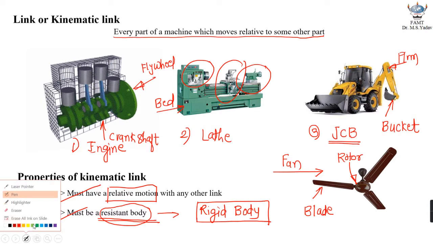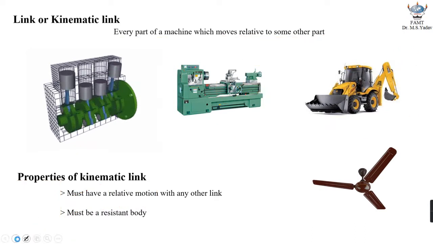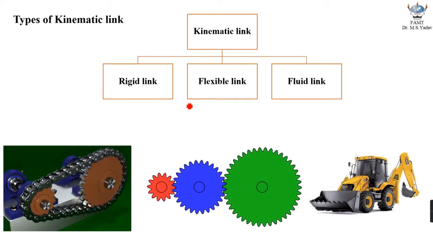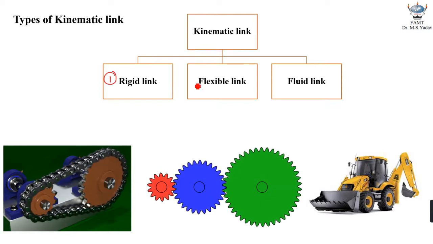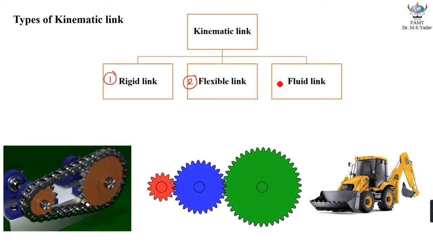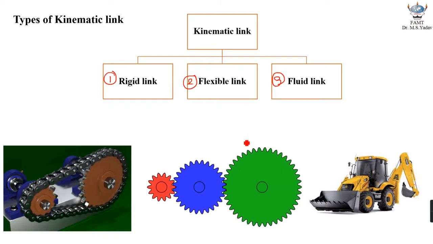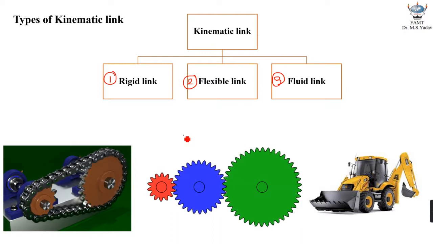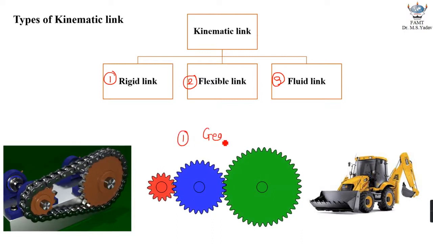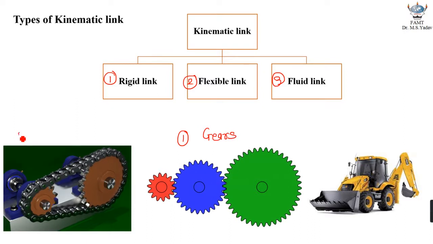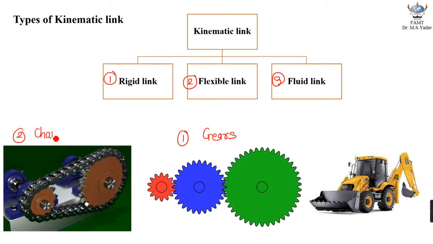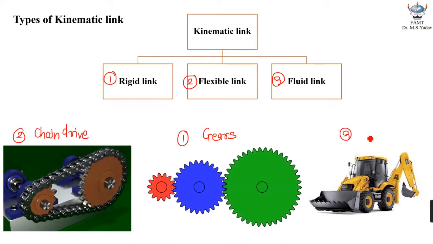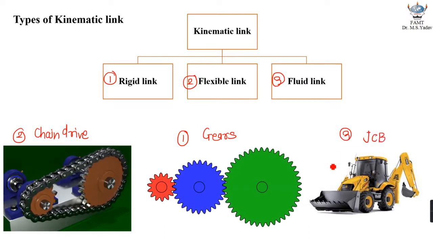Now, with this discussion, let us move ahead and discuss types of kinematic link. There are three different types of kinematic links. The first one is rigid link, the second one is flexible link, and the third one is fluid link. Once again, three different practical examples are shown on the screen. The first one is, let us say, gears. This one is the chain drive, and the third one is once again the same practical example, which is JCB, an earth moving equipment.